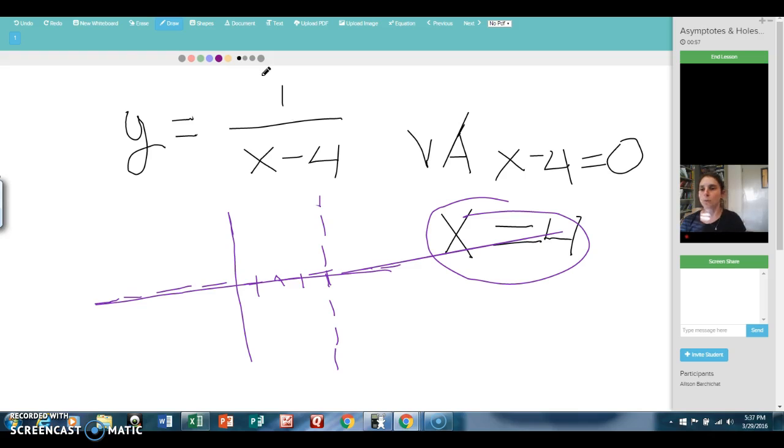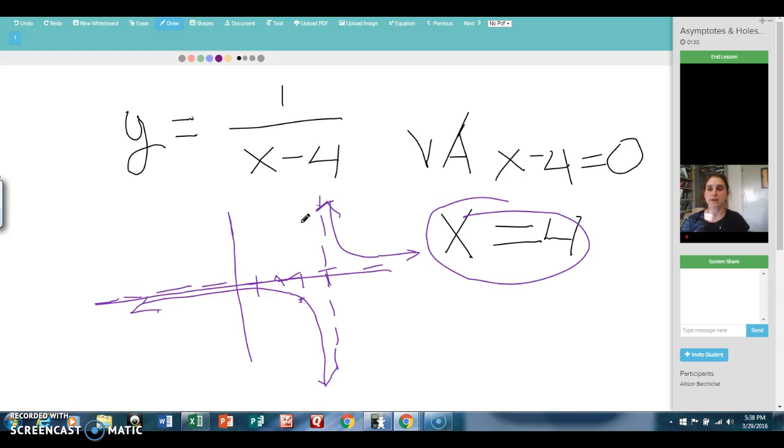Now, to figure out what the graph looks like, we could just make a t-table and plug in some points. That would be an acceptable way to do it. If I plug in x equals 3, I'm going to get -1. So that tells me that the general shape is going to look something like that, because remember, as it goes out to the left, we are getting closer to the asymptote. And then I could plug in a number on the right side of the asymptote. I'll plug in 5. That gives me +1. So we're up here.